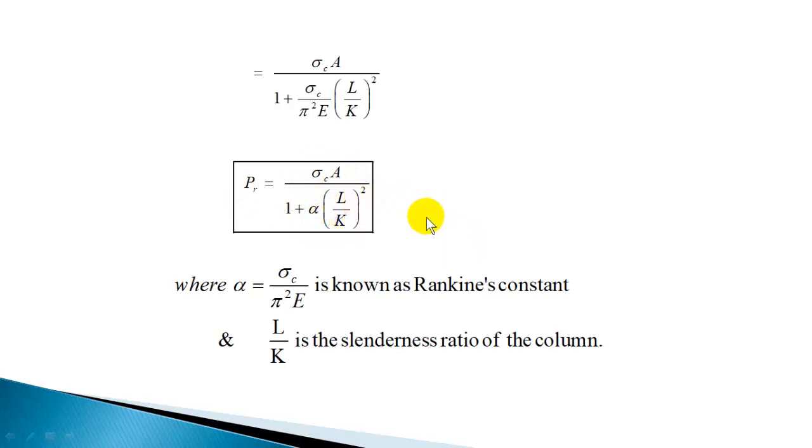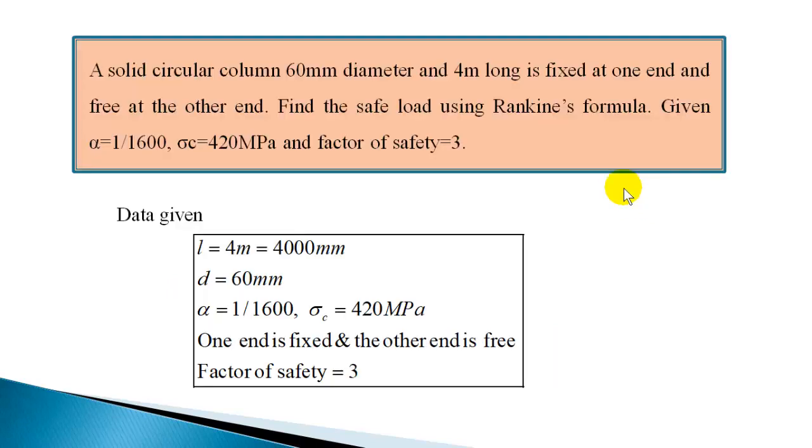So this Rankine's formula can be applied to any column, whether it's short or long. It gives a reliable solution for any type of column. And let us work out a numerical example. A solid circular column 60 mm diameter and 4 meter long is fixed at one end and free at the other end. Find the safe load using Rankine's formula.